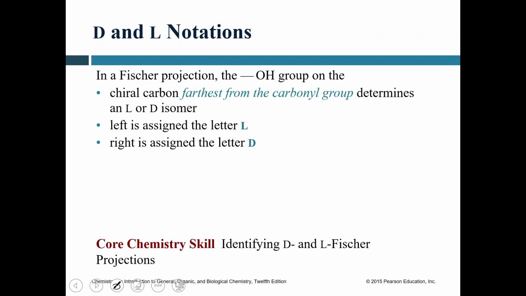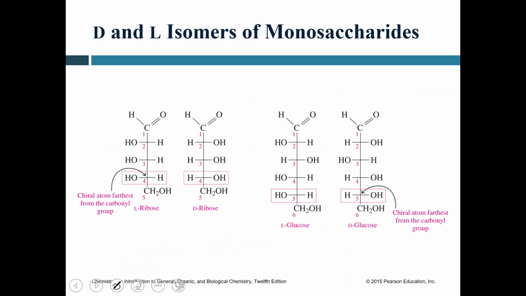So in order to determine whether it's L or D isomer, we need to find the chiral carbon that is the farthest from the carbonyl group. If OH is on the left, it's going to be L isomer. If it's on the right, it is a D isomer. Let's take this molecule. The farthest chiral carbon is number 4. OH is on the left. It is L-ribose. If it would be on the right, it would be D-ribose.